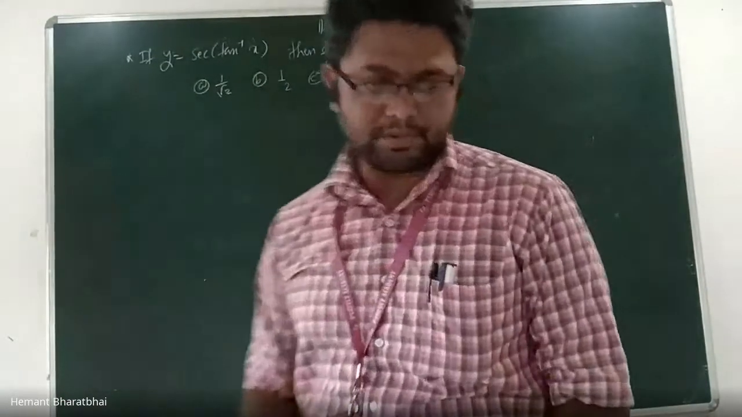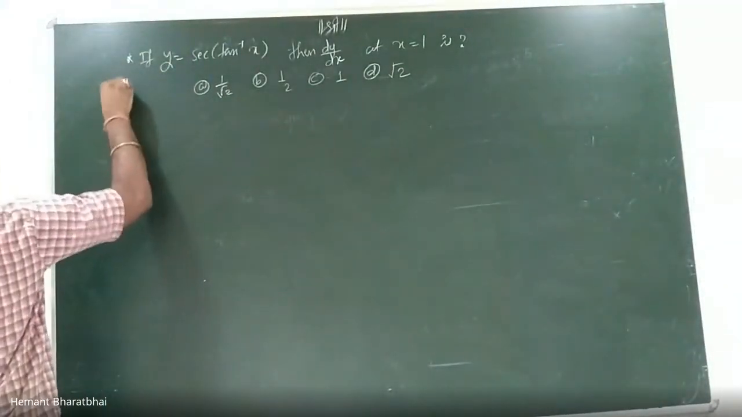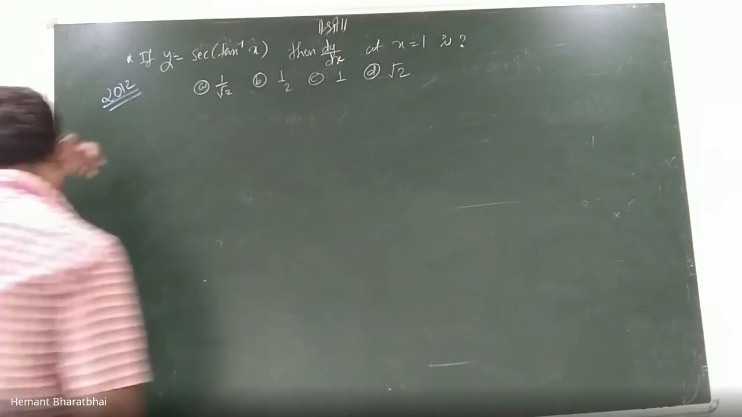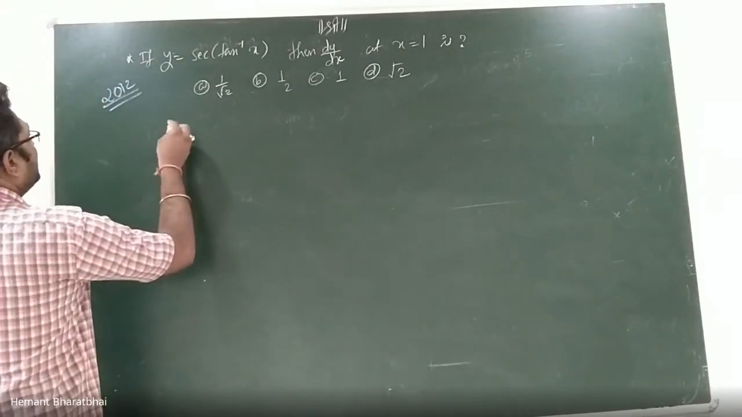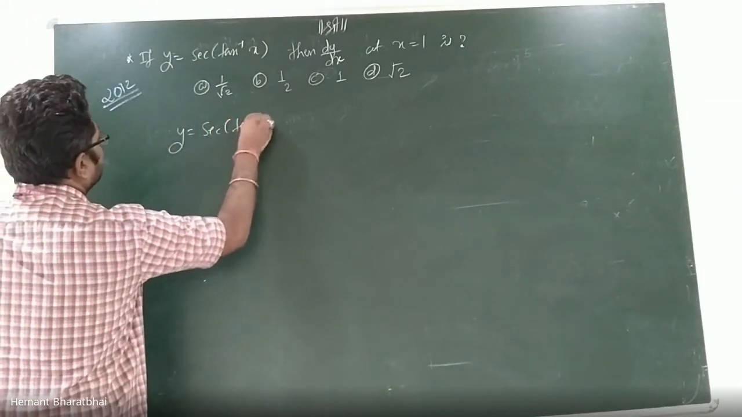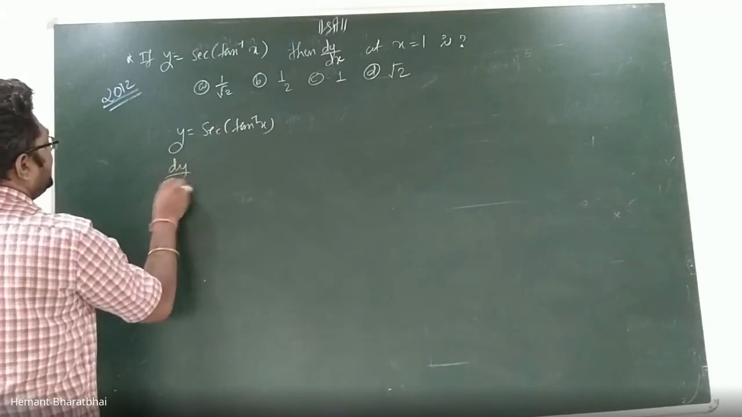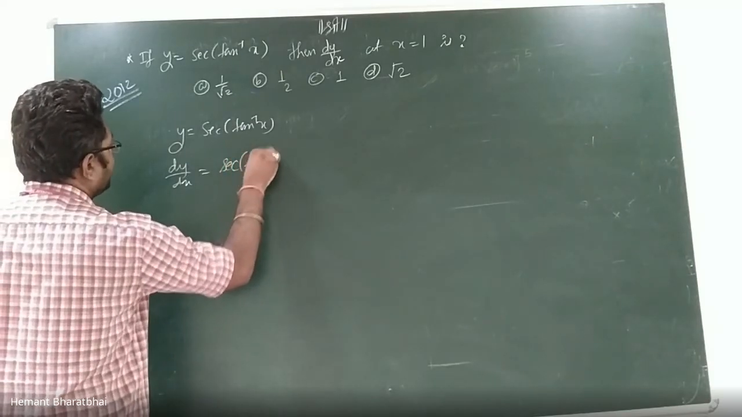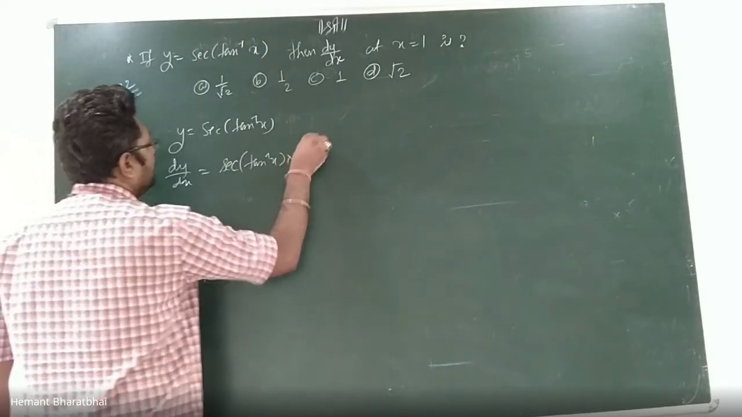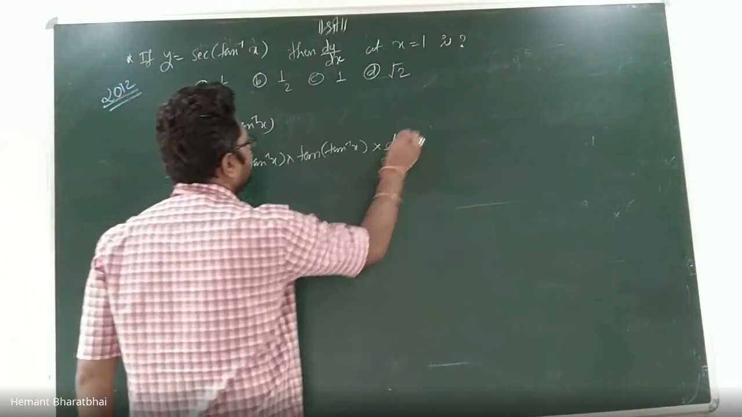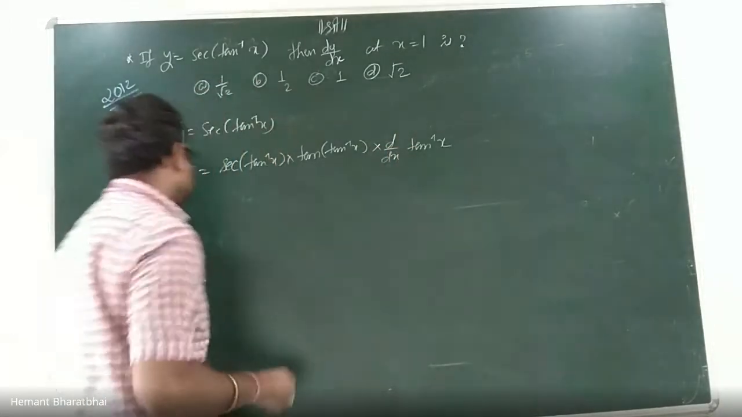This is a simple one. As compared to the others, this is a very simple one. This was asked in 2012. We can directly apply the chain rule over here. So y is equal to sec of tan inverse of x. So dy by dx will be equal to derivative of sec, which is sec into tan. So this will be sec of tan inverse of x into tan inverse of x into, by chain rule, d dx of tan inverse of x.